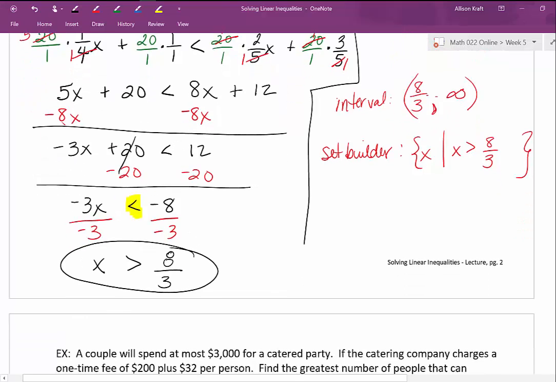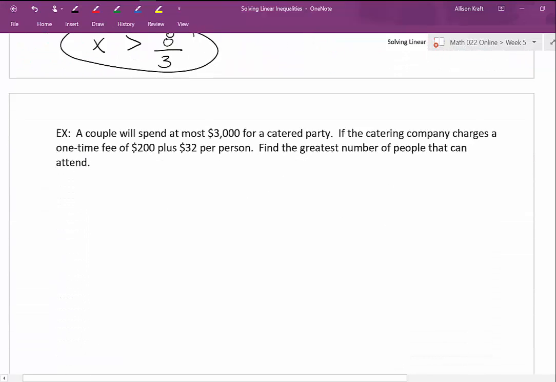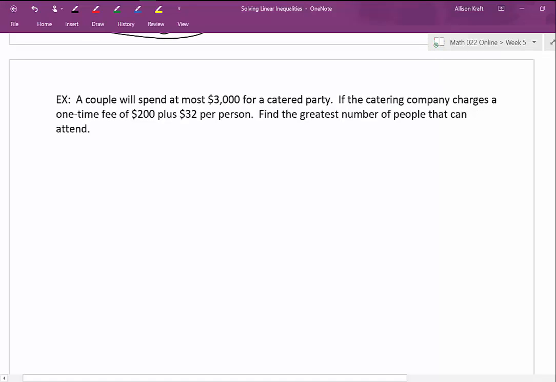Lastly, in this lecture, I want to do an application problem. A couple will spend at most $3,000 for a catered party. If the catering company charges a one-time fee of $200 plus $32 per person, find the greatest number of people that can attend the party. This at most $3,000 tells us that what we're spending has to be less than or equal to 3,000.